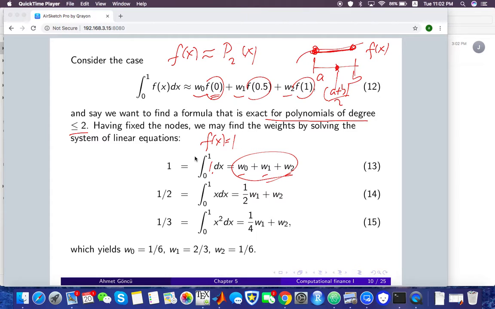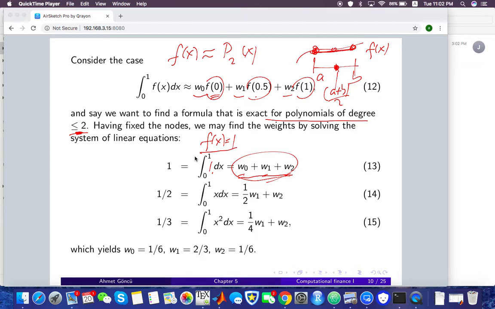But in the Simpson's rule, notice that we want our formula to be exact for polynomials of order less than or equal to 2. That means we need one more point and one more function evaluation at this midpoint. Therefore we have these 3 terms. So now notice that if your f of x is just equal to 1, you get one equation in terms of w0, w1, and w2.